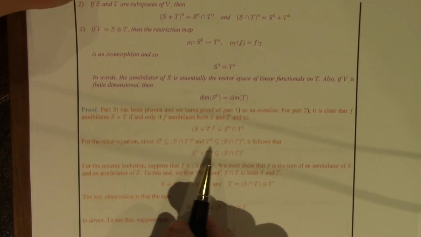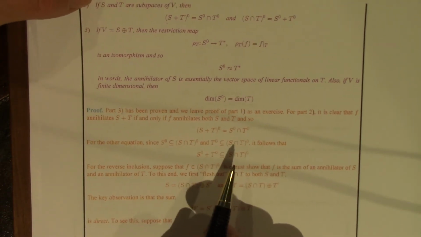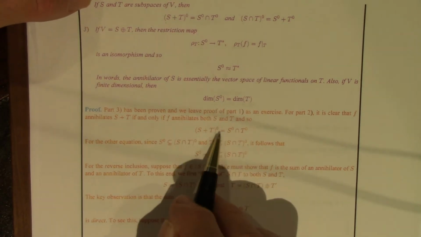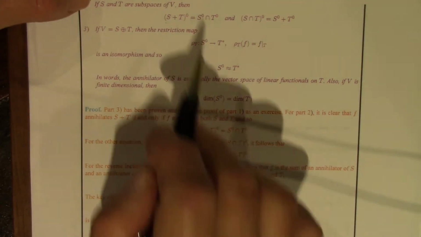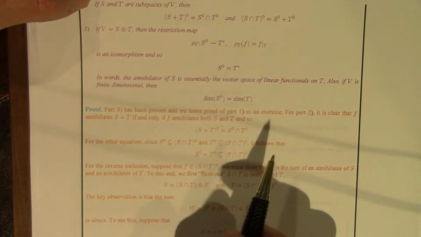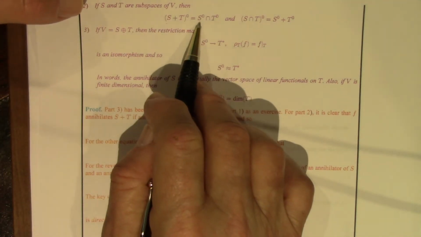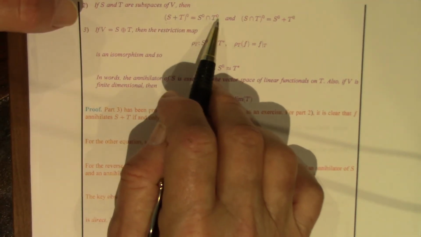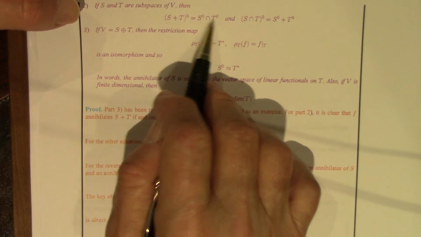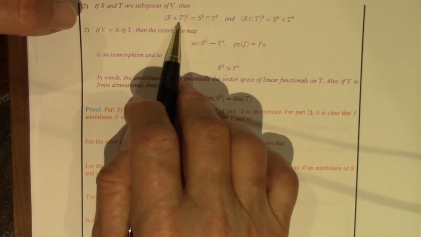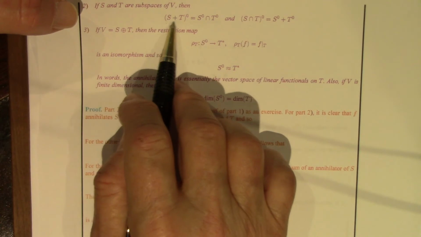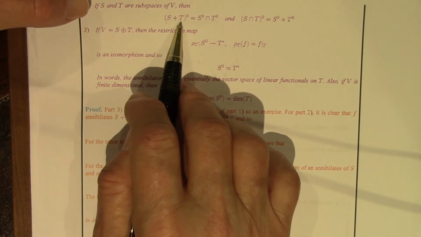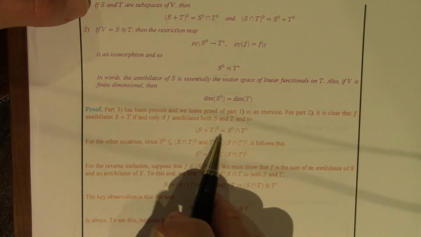Where'd that go? Well, it would be here. But the reverse inclusion is also true. If F annihilates S and F annihilates T, then it will annihilate any sum of vectors of the form little s plus little t. So that takes care of this first equality.